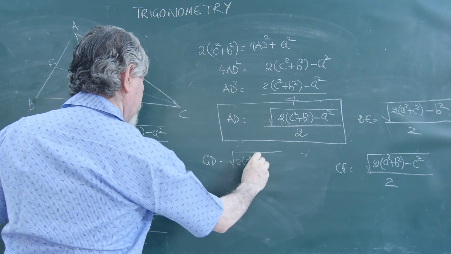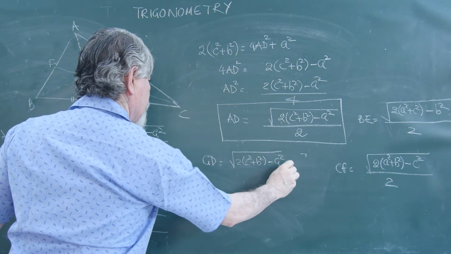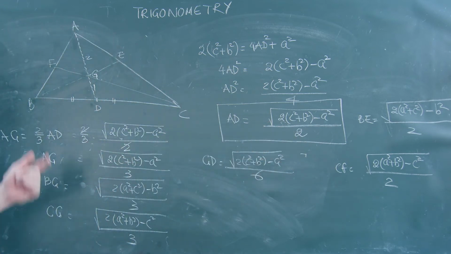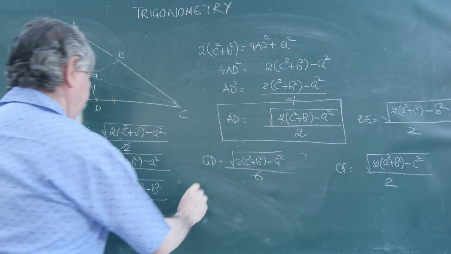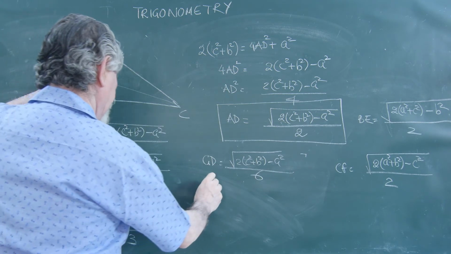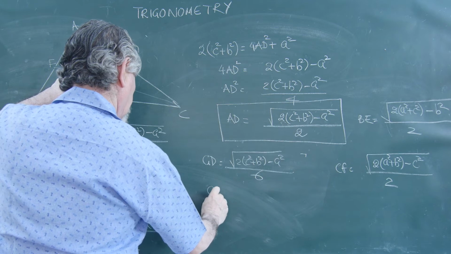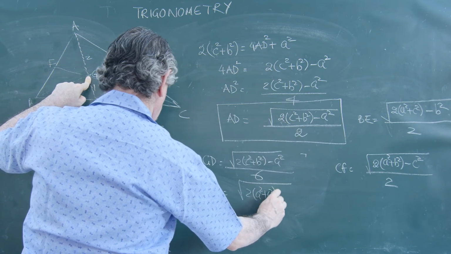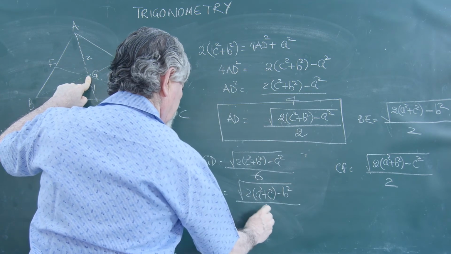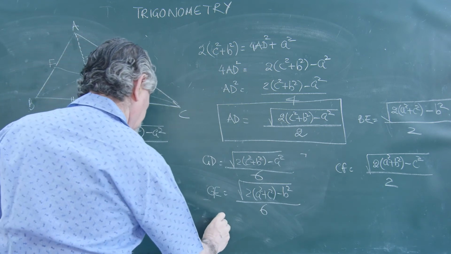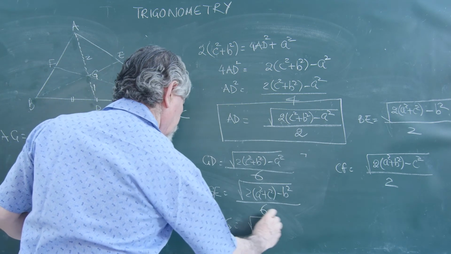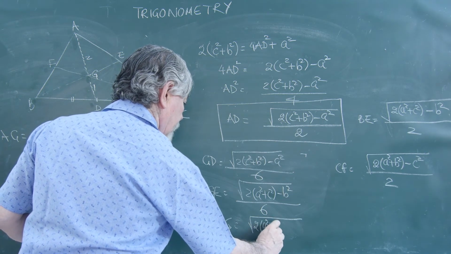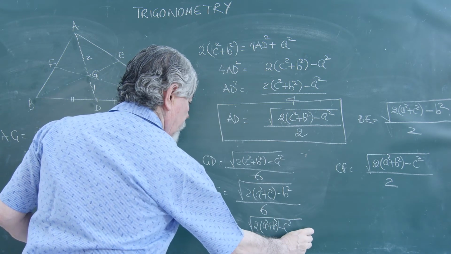(2C² + B² − A²)/6. In the first it was 2, in this case it was 3, and in the third case it is 6. And if I want to calculate, suppose, GE, then it will be (2A² + C² − B²)/6, because it will become 1/3 of that, and CG will become (2A² + B² − C²)/6.